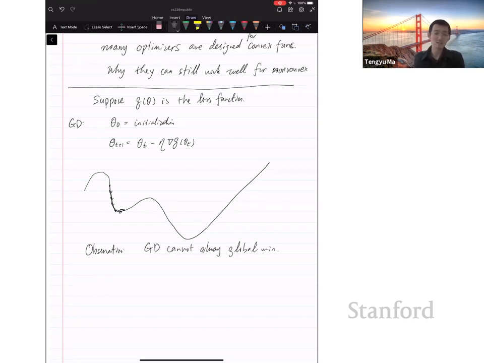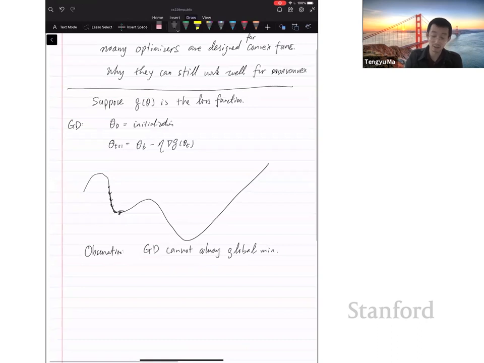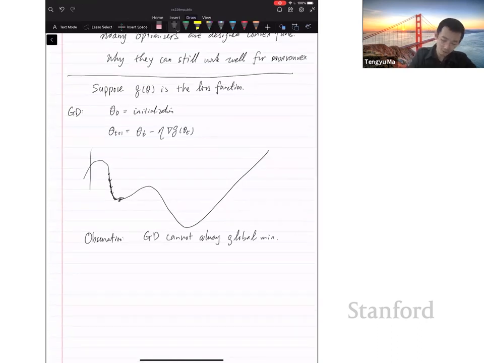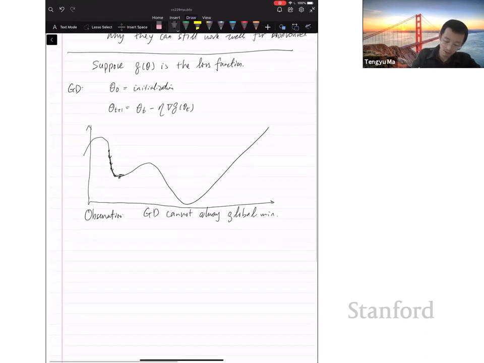And even if you have stochasticity, if your stochasticity is not big enough, you are not going to go to another local minimum, to the other global minimum, right? So clearly you cannot hope that gradient descent works, like in the worst case, for all possible non-convex functions, right? So observation 2.